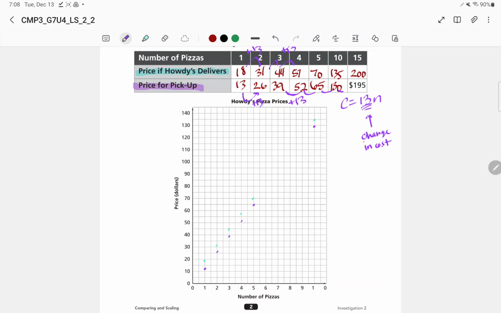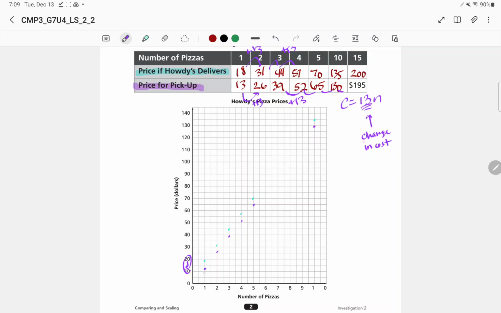Okay, when you graph those, this is what those should look like. You notice the price for pickup in the purple there is always a little bit below. In fact, it's going to be $5 below each one of those. Okay, so that's what our graph looks like. It says, how are the graphs similar? How are they different? Number 1, they're similar because these lines are parallel.